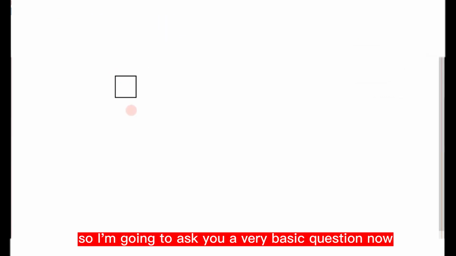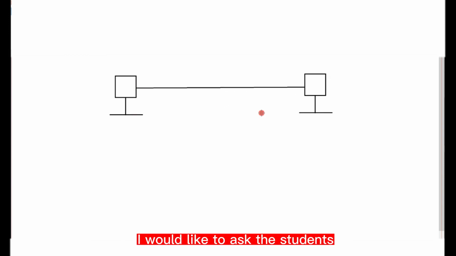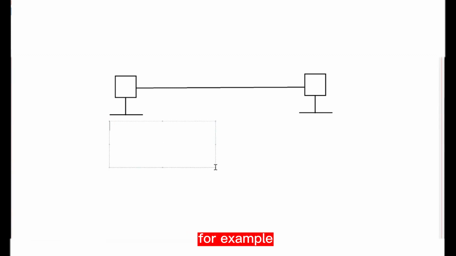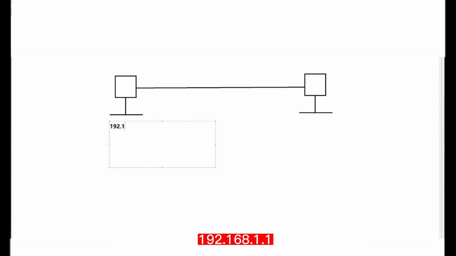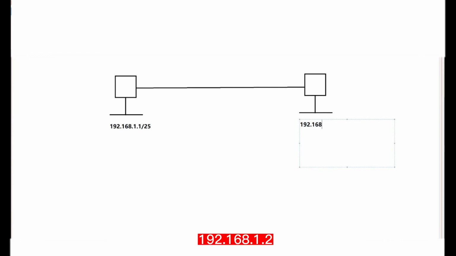So I'm going to ask you a very basic question now. Suppose now there are two PCs. I would like to ask the students how to judge whether they are in a network segment. For example, I now configure an address for the left: 192.168.1.1, 25-bit mask. The address configured on the right is 192.168.1.2, 26-bit mask. Okay. Can they be pinged?